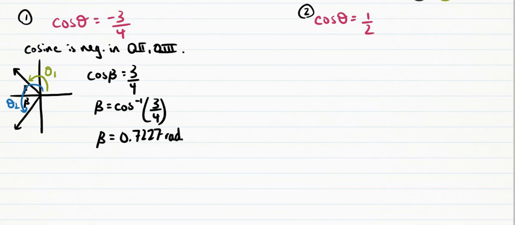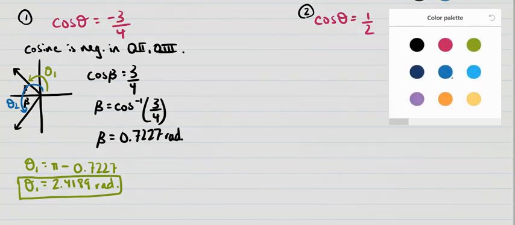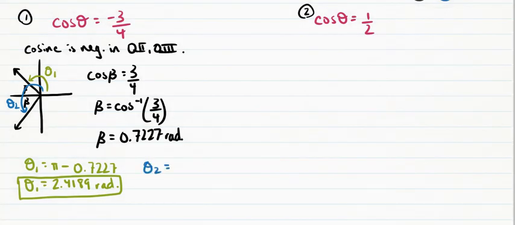And so using this value of beta, we have that theta 1 would be pi minus beta, so pi minus 0.7227. So theta 1 is about 2.4189 radians. Okay, that's our first possibility. Our second solution is theta 2, and that comes from pi plus beta, so pi plus 0.7227. And so theta 2 is about 3.8643 radians.